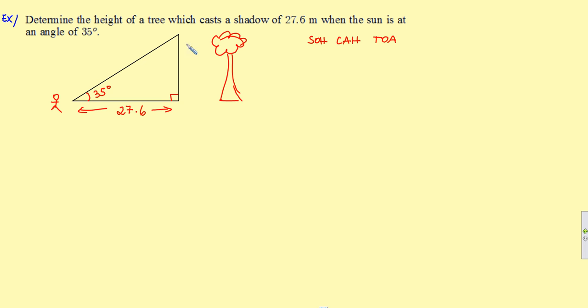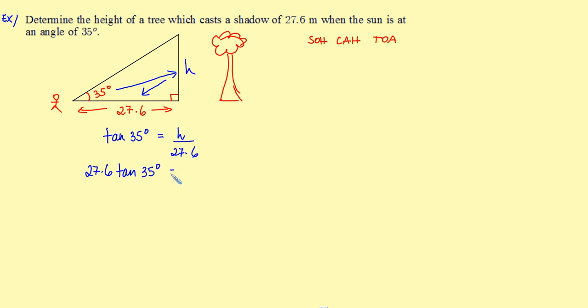If I now want to know the height of the tree from the point of view of the 35-degree angle, I have the opposite side and the adjacent side. Opposite over adjacent would be tangent, so the tangent of 35 degrees is going to equal the height divided by 27.6. And therefore, 27.6 times the tangent of 35 degrees is equal to the height.